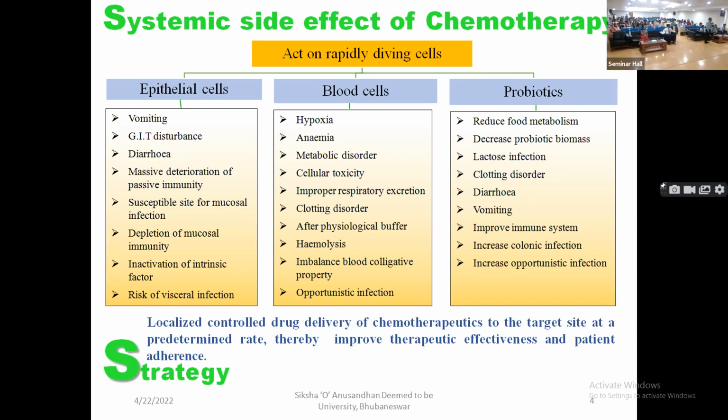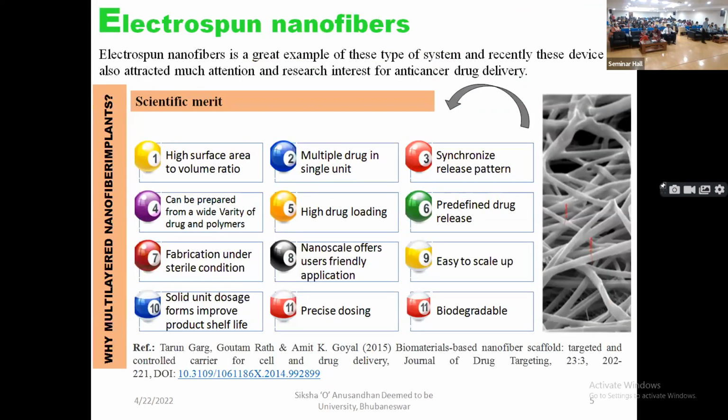Sorry for the interruption, sir. Please move the slide, sir. Okay. The slide is not moving, sir. That slide is about the systemic side effects of chemotherapy. Sir, please move the slide. Okay, presentation slide, sir. Is it clear? Yes, sir. Okay.